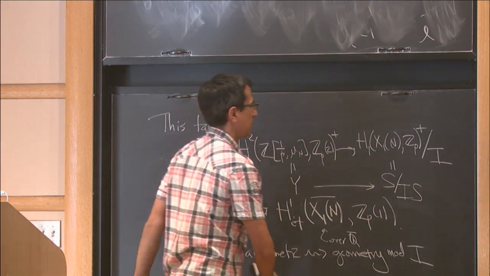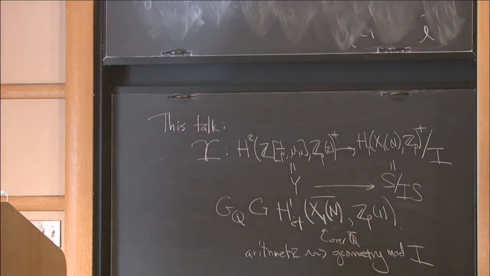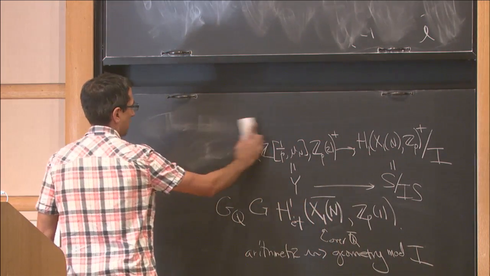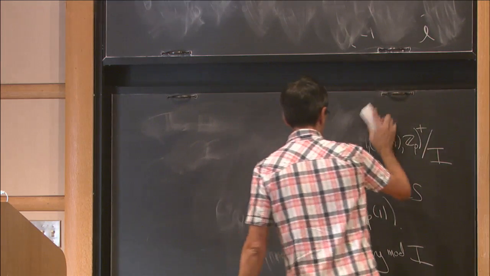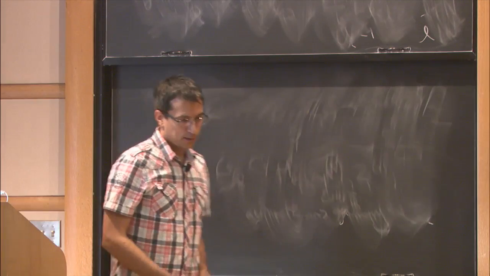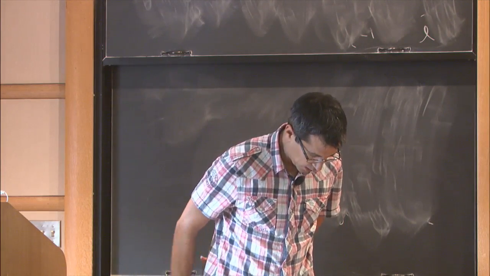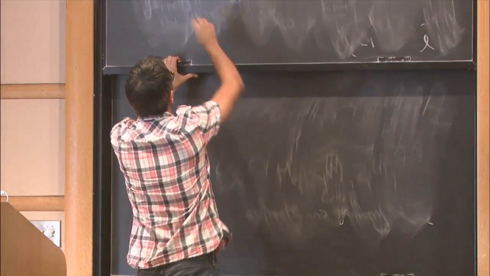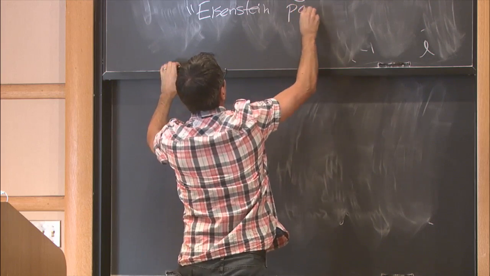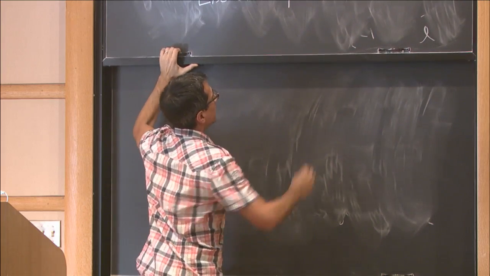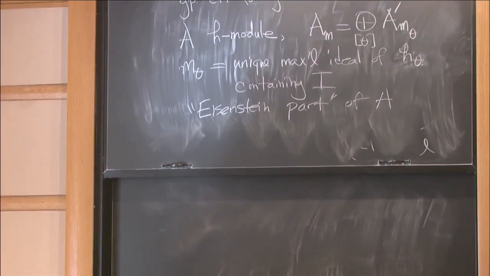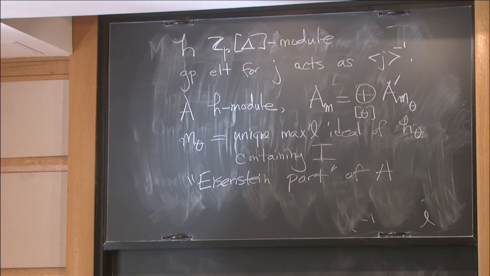OK. So it's just a notation for the localization. Yeah. It's a semi-localization. Yeah. So this will be what we call the Eisenstein part of A. Great.